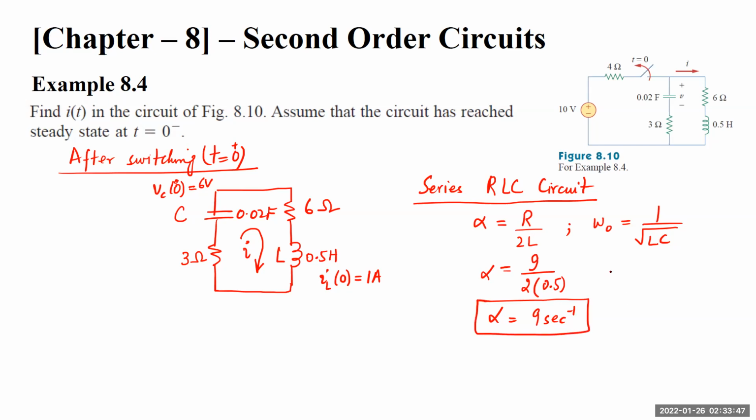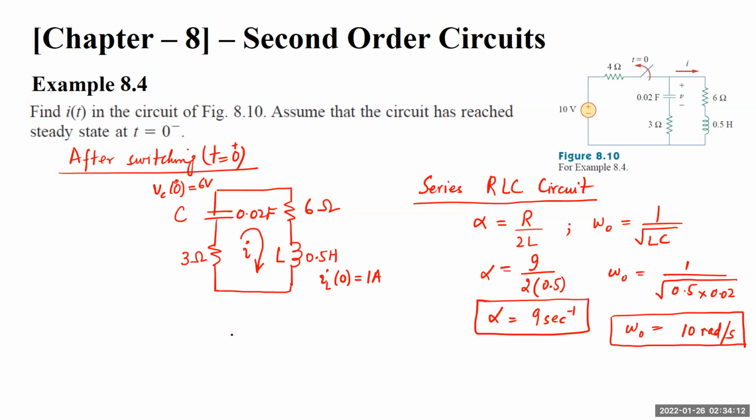And if I have to find out the value of omega naught, it is 1 by under root of 0.5 multiplied by 0.02. So omega naught is equal to 10 radians per second. So remember, the units are very important. If in the exam you miss these units, you will be losing some points.